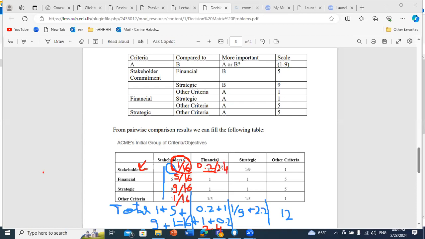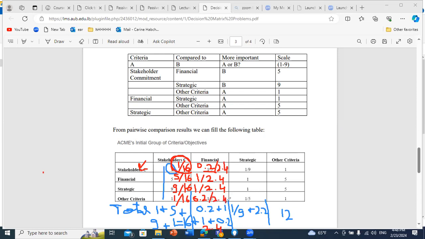And this is a new weight for this criterion. Okay, 1 over 2.4, 1 over 2.4, and 0.2 over 2.4. Okay, now you will do the same for the other two columns.